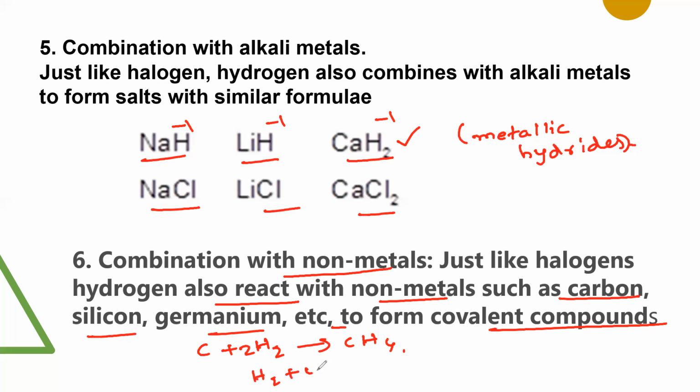Hydrogen combines with oxygen: 2H2 plus O2 gives 2H2O. So they form covalent compounds. All these are covalent compounds. With silicon, it forms silicon hydride.